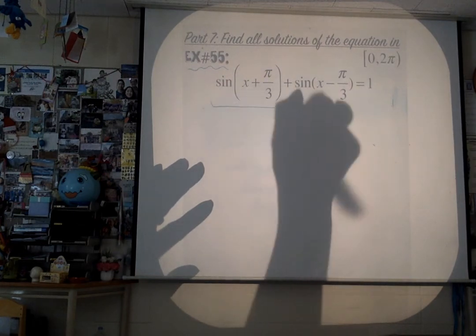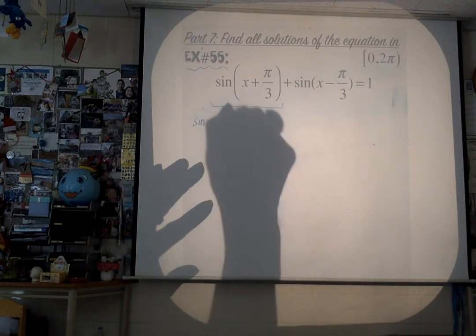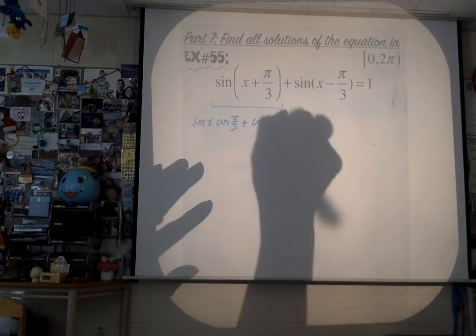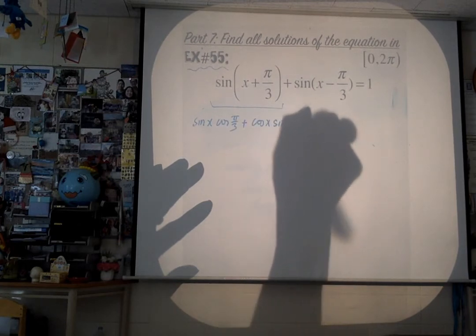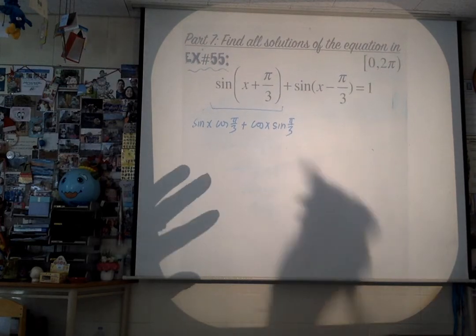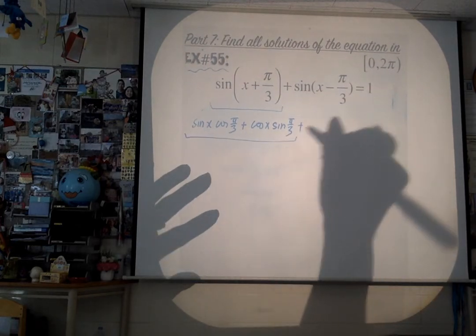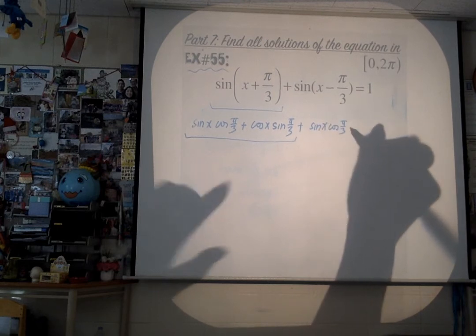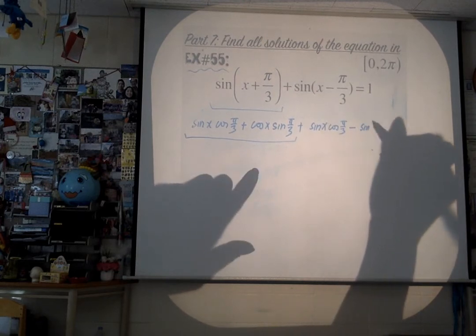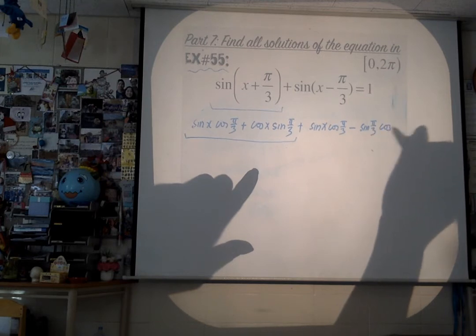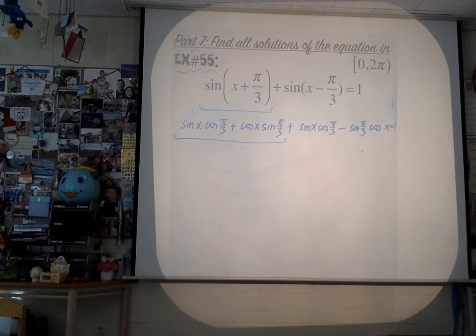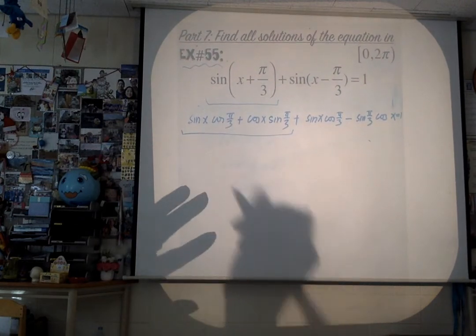So I'm going to apply the sum formula here. Sine of x, cosine of pi over 3, plus cosine of x, sine of pi over 3, okay? That's that whole first part. Plus sine of x, cosine of pi over 3, minus sine of pi over 3, cosine of x. But that all equals 1, okay? Now calculate, calculate, calculate.